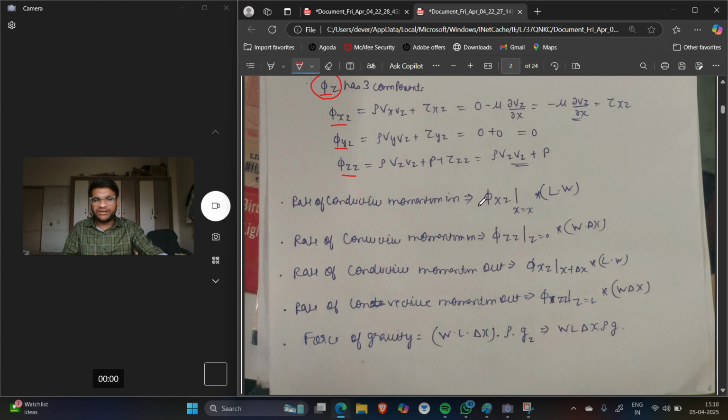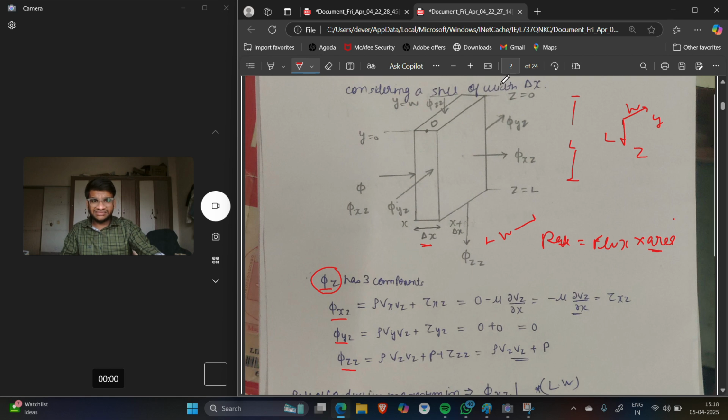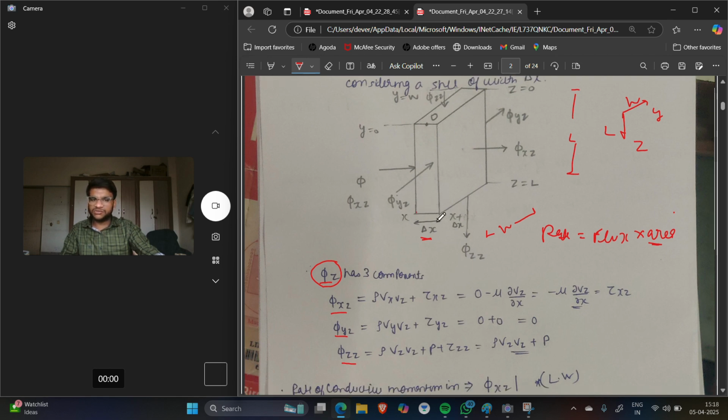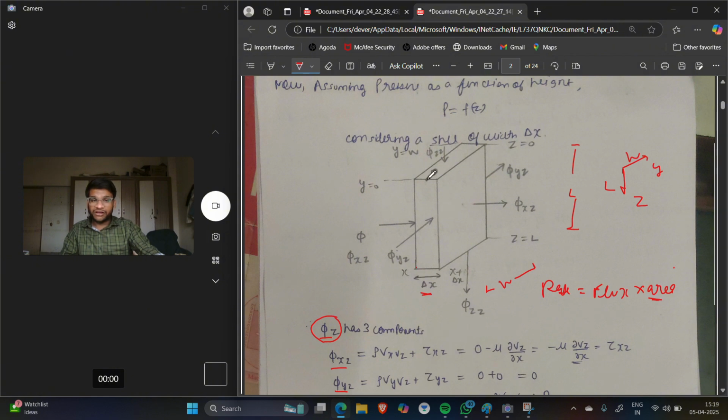What is the rate of conductive momentum? Which is phi xz. Conductive means molecular transport due to my viscous forces here. So phi xz is my inlet. I have designed a shell such that its dimension is x to x plus delta x, and I have considered the origin over here. You can choose the origin at the edges also. It's your choice.